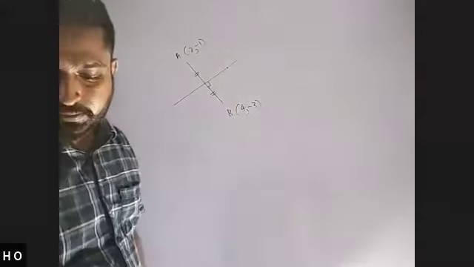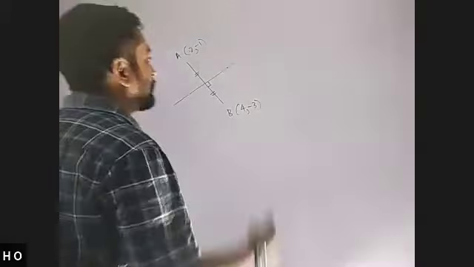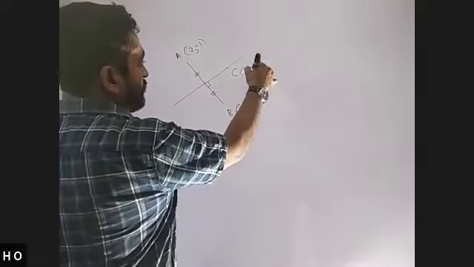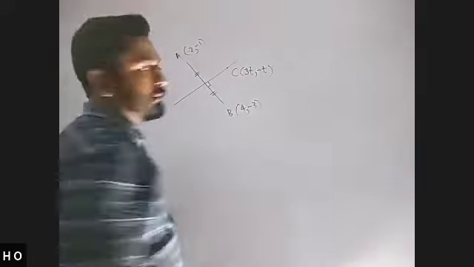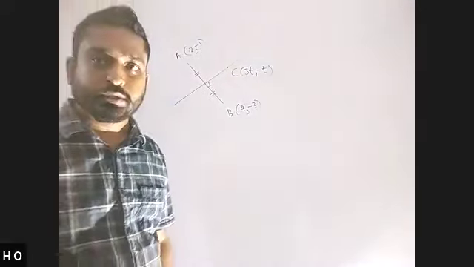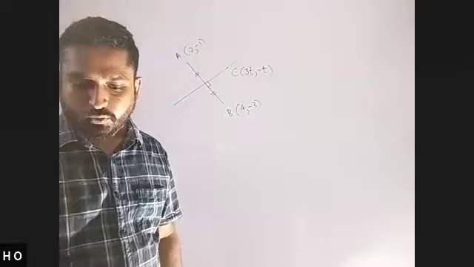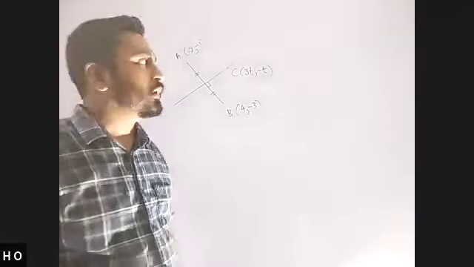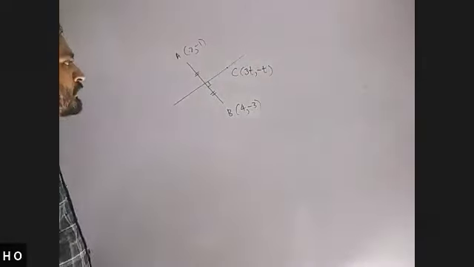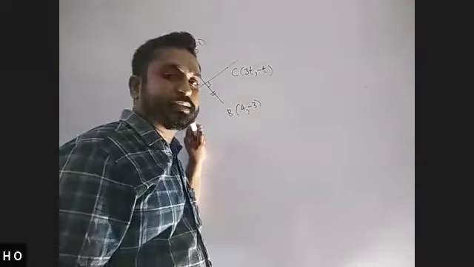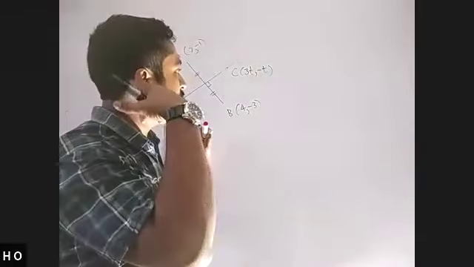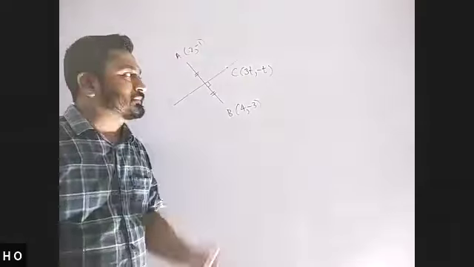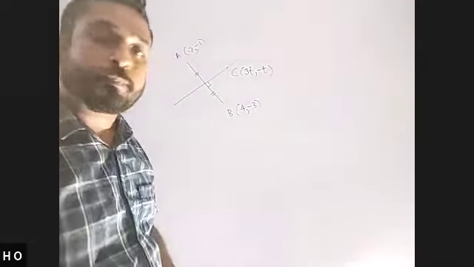B is (4, -3). The point C is (3t - 3, t). You have to find the value of t. To find the value of t, you have to use some data.